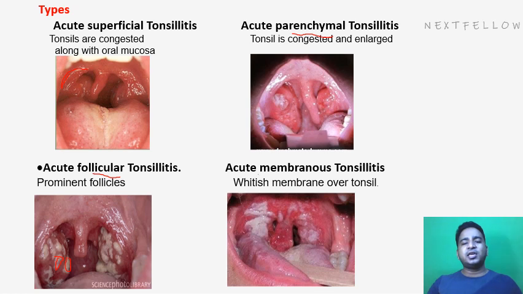Then the last one is acute membranous tonsillitis, where a whitish, dirty white or curdy white membrane will be present over the tonsils with inflammation of the tonsillar tissue. We all know that membranous tonsillitis may happen firstly in diphtheria. Then comes candidiasis. Candidiasis typically gives the dirty white appearance. Then there are other diseases also, like infectious mononucleosis. We will discuss that in this slide.